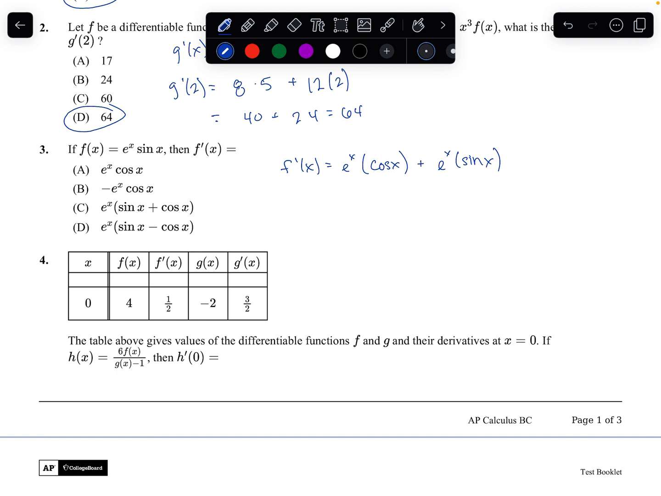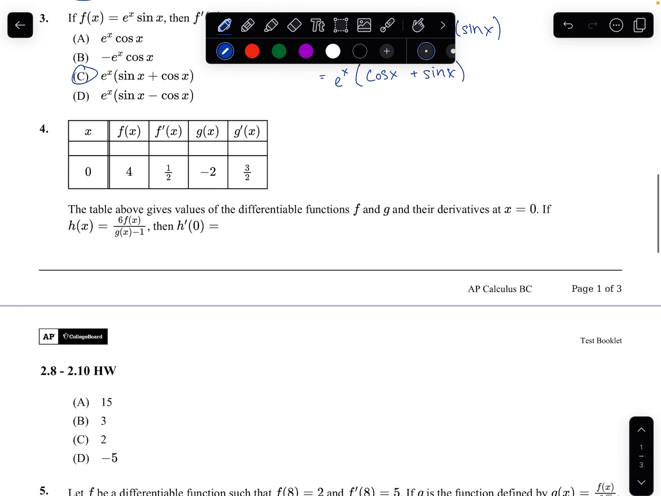Okay, and then if you look at the answers, notice that it's not there. It looks like they are factoring out the e to the x because both terms have it. If I do that, I'll be left with cosine of x plus sine of x, and that would be this one right here.